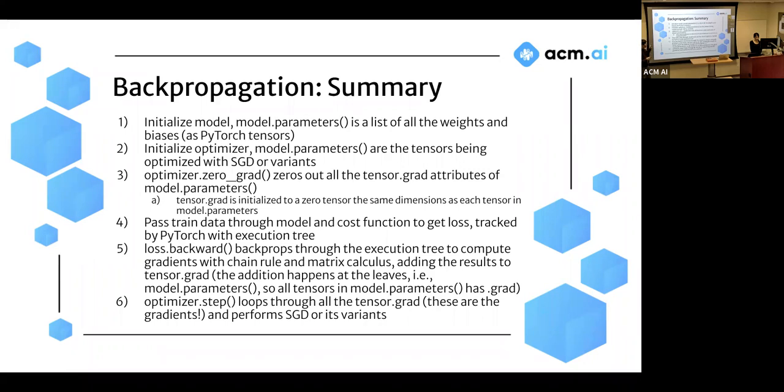And we pass our train data through the model and then the outputs of that through the cost function to get our loss, and this whole process is being tracked by PyTorch with an execution tree or a computational graph that we just saw there. Then loss.backward backprops through this execution tree with the process that we just defined before, a bunch of chain rule and a bunch of predetermined matrix multiplication. And by doing so, it stores all the gradients in tensor.grad. And at the very end, optimizer.step loops through all the tensor.grad and performs the actual optimization itself.